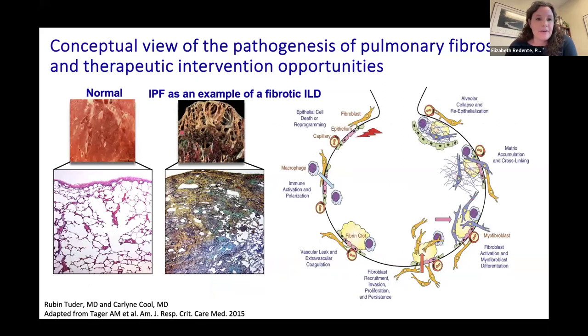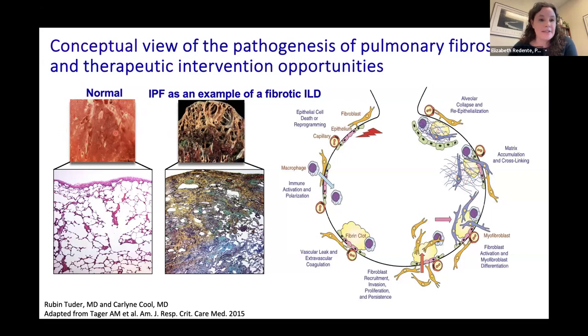We can think about the conceptual view of pathogenesis, and we know quite a lot about the basic mechanisms that drive the overall progress of this disease. I wanted to just start by looking at some histology. This is gross pathology from a normal lung.